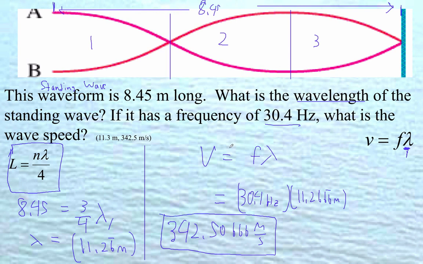So those are the steps. Sometimes you do this first: you find something like the wavelength, and then you do this. Sometimes you do this first, and then you do this. So if you can't do this, do this. If you can't do this, do this. You'll do one, then the other.